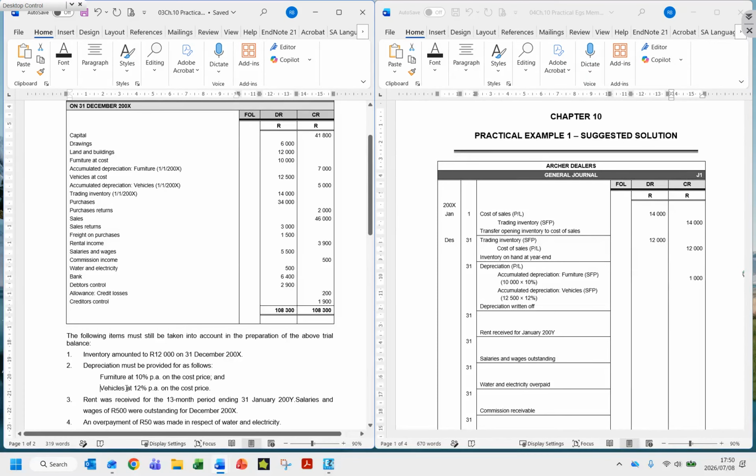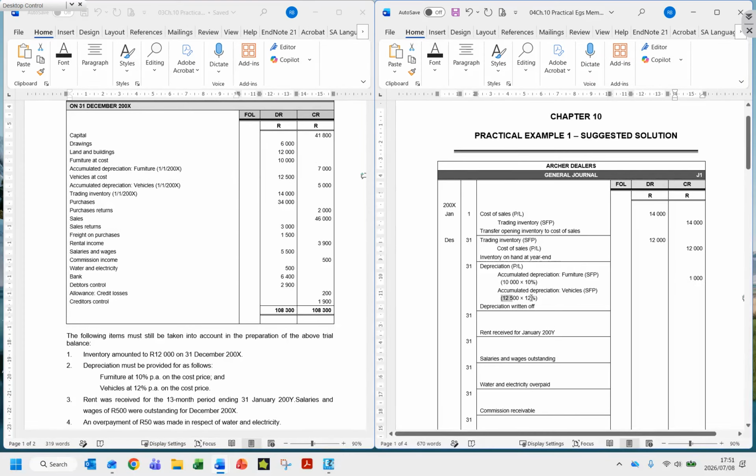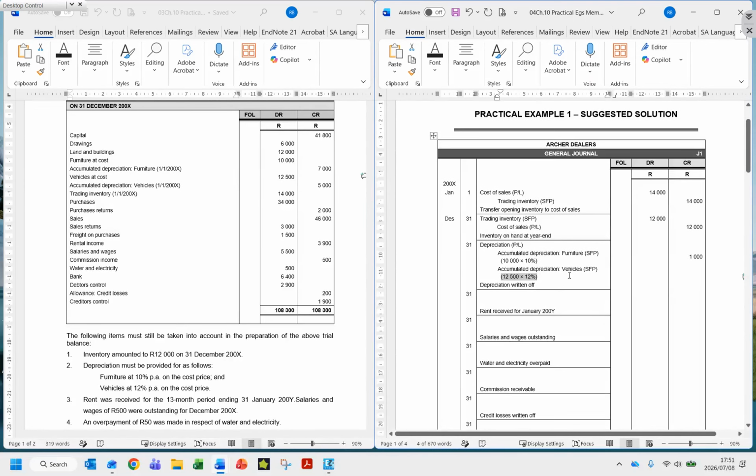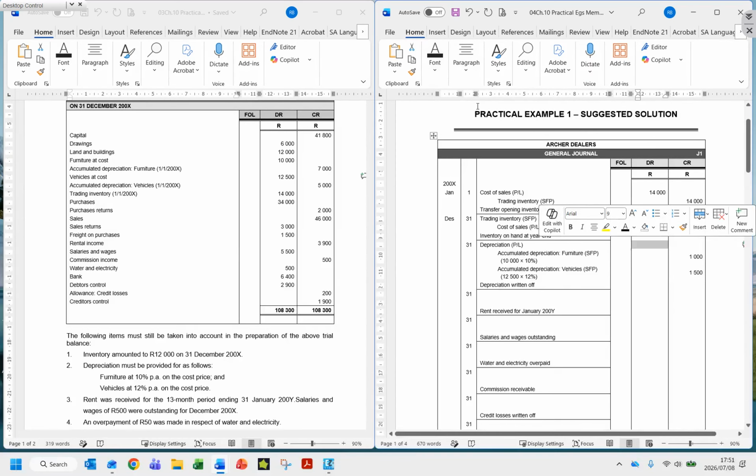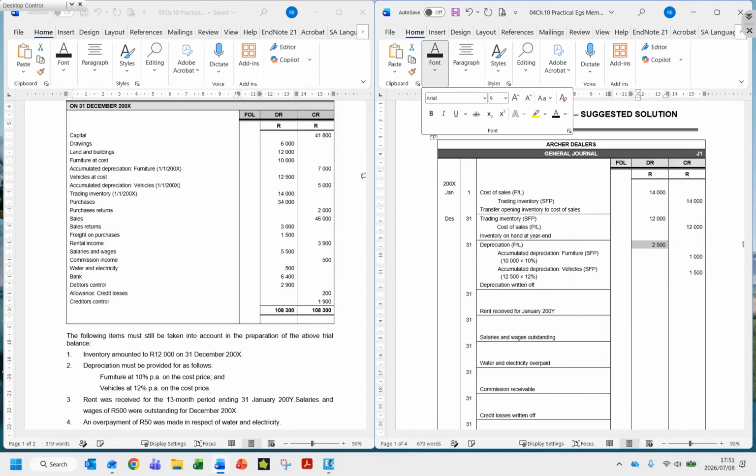And if I go and have a look at vehicles, they tell me 12% on the cost price. So this is also a straight line method. Look in your trial balance to get the cost price of vehicles, 12,500 Rand. So you take that cost price times the depreciation rate that is given to you, and then calculate the depreciation that must be written off for vehicles. And then the two added together is what is debited against the expense account.